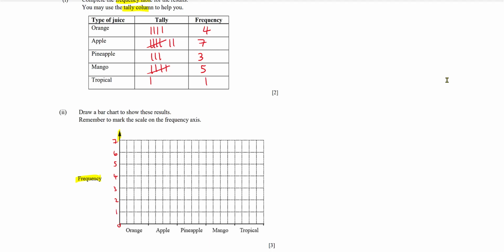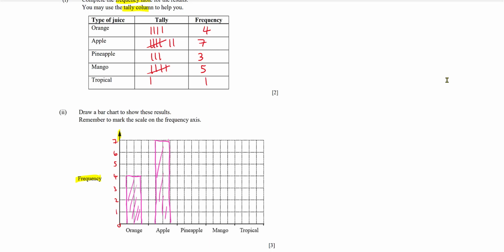So I'll use a different color here. So orange we had 4. If we keep the bars the same width, I'm just going to use 2 columns here. And remember, when you do a bar chart, the bars shouldn't touch each other. So we'll leave a space. I'm just going to leave 2 columns there. And then apple, we're going to have 7. So that goes up to there.